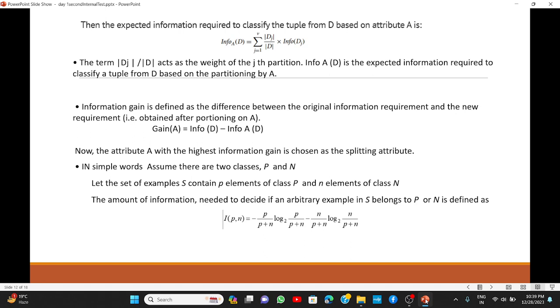In simple words, assume there are two classes, P and N. Let the set S contain p elements of class P and n elements of class N. The amount of information needed to decide if an arbitrary example in S belongs to P or N is defined as I(p, n) = -(p/(p+n)) log2(p/(p+n)) - (n/(p+n)) log2(n/(p+n)), that is, the proportion of positive examples times log base 2 of that proportion, minus the proportion of negative examples times log base 2 of that proportion.